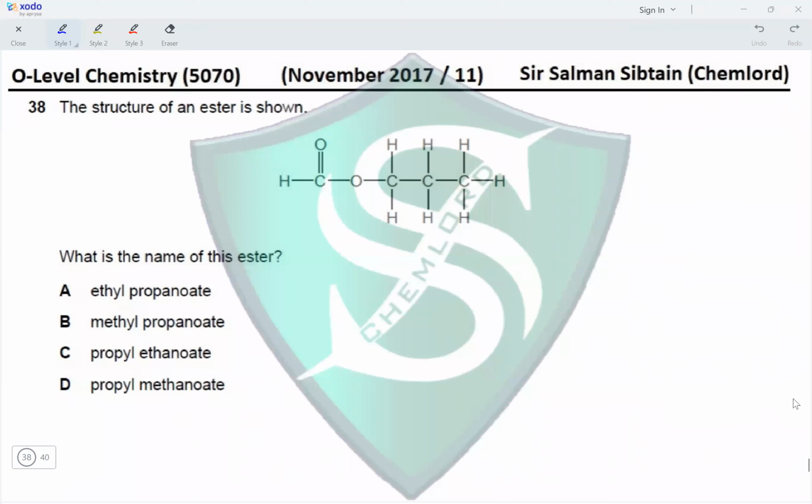Question 38. The structure of an ester is shown. What is the name of this ester? Okay. So the alcohol part is this. It contains 1, 2, and 3 carbon atoms. This will be called propyl. And the carboxylic acid portion is this one. It only contains 1 carbon atom. This would be called methanoate. So the name of the ester is propyl methanoate.